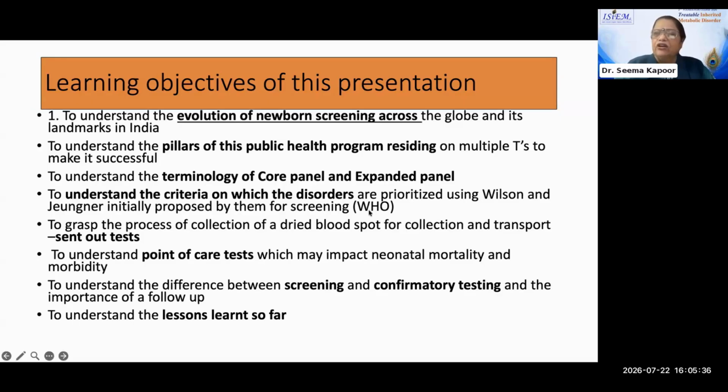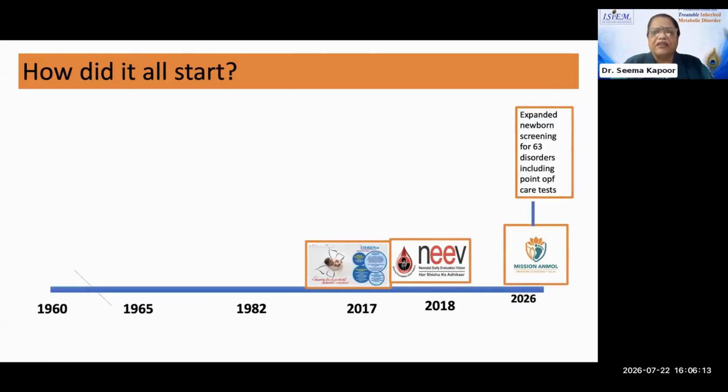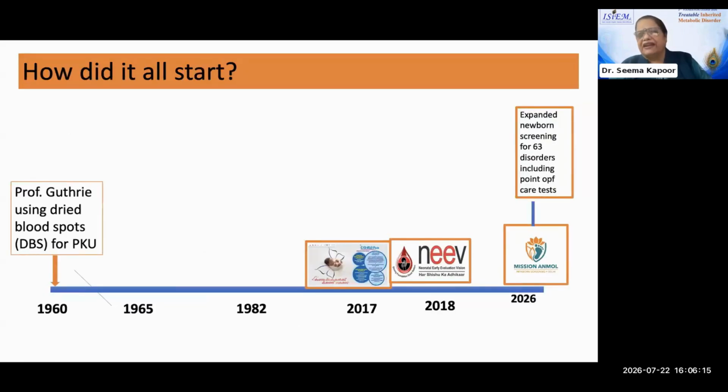To understand criteria on which disorders should be prioritized for a country, these criteria, since they were originally laid down in 1962, have undergone revision in 2008. Then to understand how to collect a dried blood spot and transport them out, a little bit of point of care tests, and then of course, what is a screening test, what is a reflex test, what is a second tier test, and what is a confirmatory test. And then the lessons we have learned so far in newborn screening. So let's look at the world's paradigm.